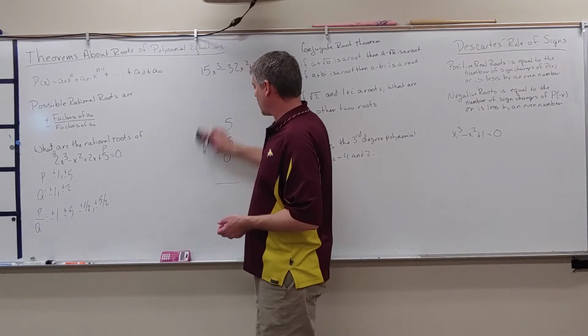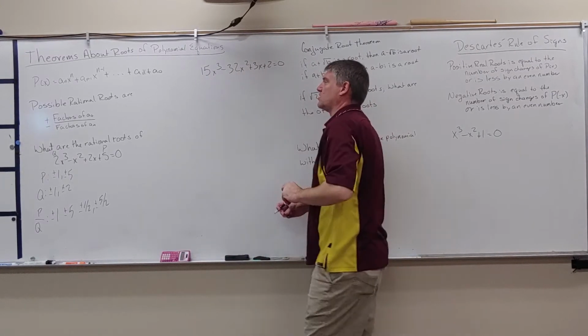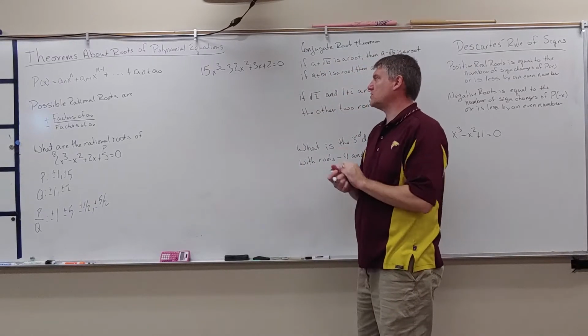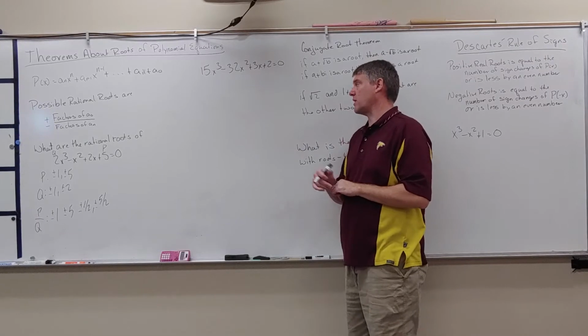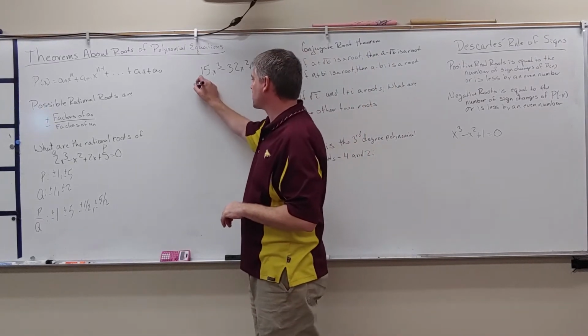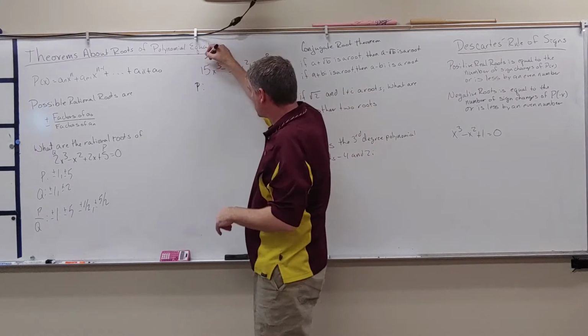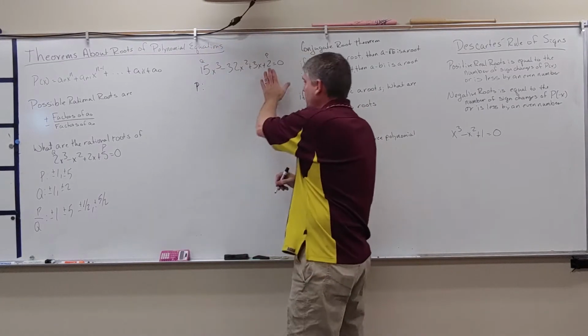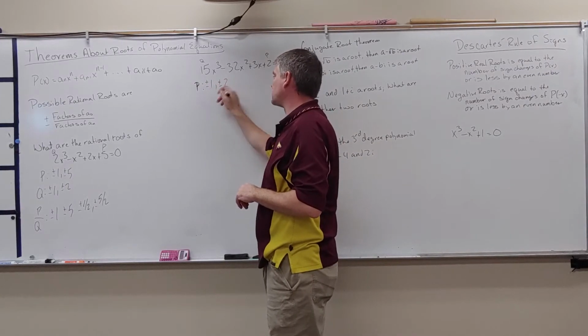So we're going to do that one more time, and we're going to do it up here for 15x cubed minus 32x squared plus 3x plus 2. And we're going to find those zeros, okay, so those roots. So the first thing I'm going to do is find the factors of p. Well, remember, this is p, this is q, okay? So the factors of 2 are plus or minus 1, plus or minus 2.